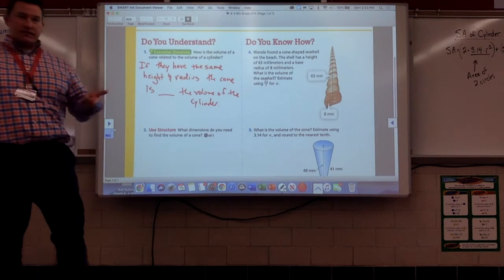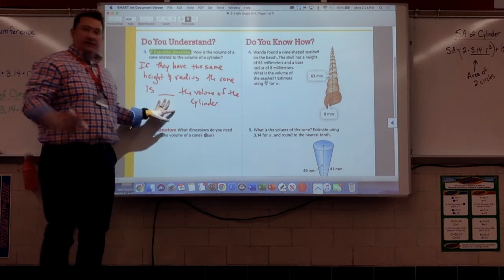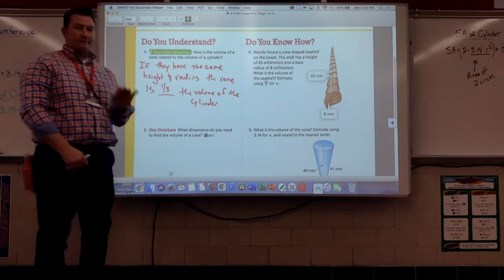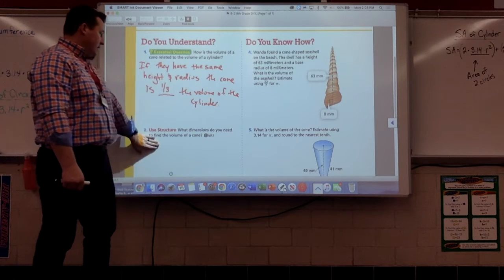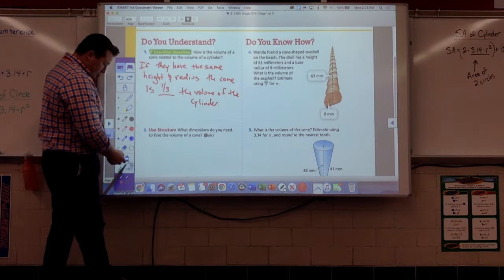So if we have a cone and a cylinder, they have the same height and radius. The cone is blank the volume of the cylinder. That's right. Somebody said 1/3. Okay? Perfect. Second question, what dimensions do you need to find the volume of a cone?